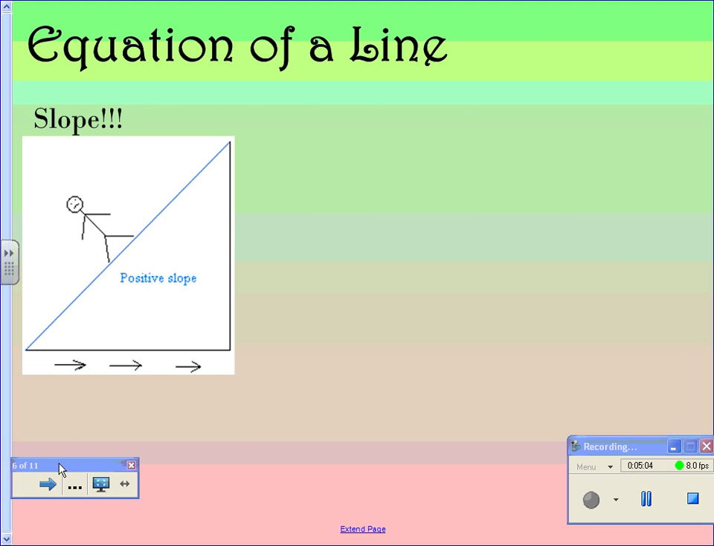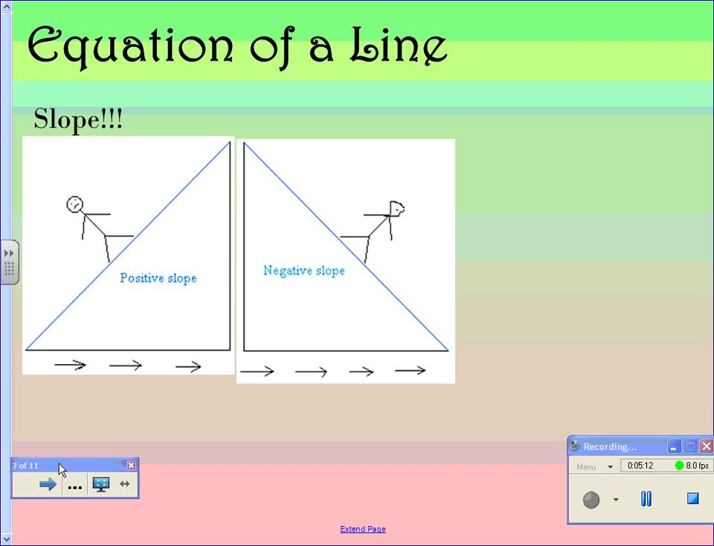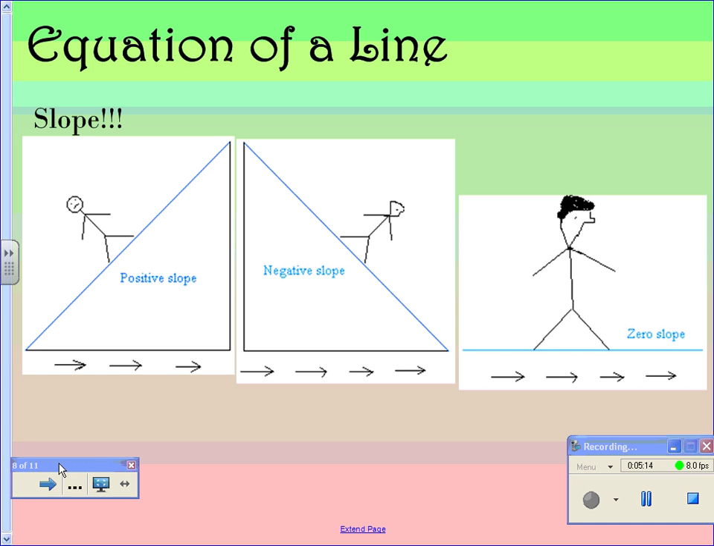So slope. If you're going up, it's positive, right? If you're going down, what is it going to be? Negative. And then if you're just flat, it's just zero slope.